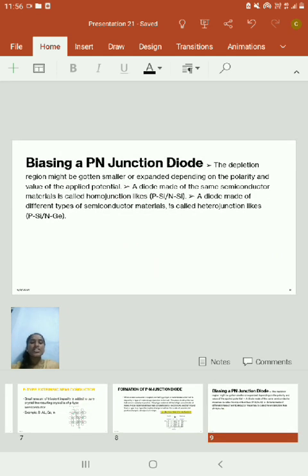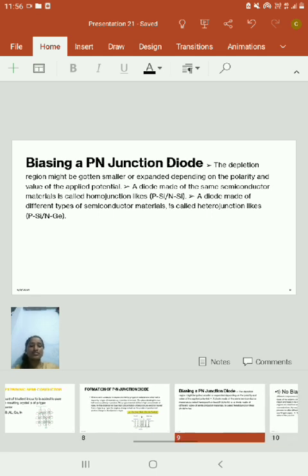Biasing a PN junction diode. There are two types of biasing: forward bias and reverse bias. The depletion region might become smaller or expand depending on the polarity and value of the applied potential. A diode made of the same semiconductor material is called a homojunction. A diode made of different types of semiconductor material is called a heterojunction.